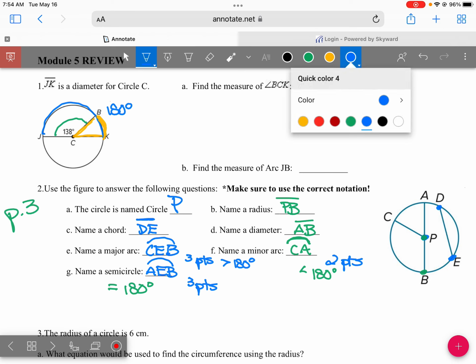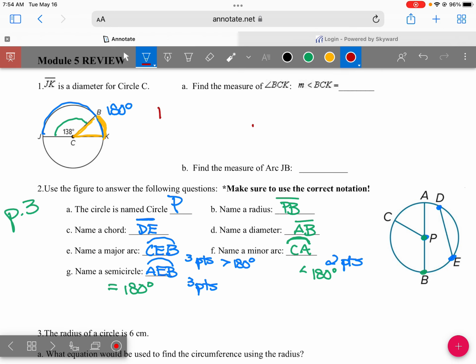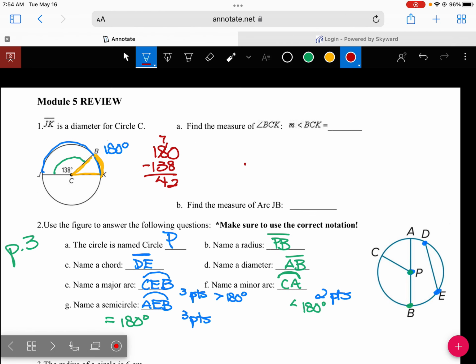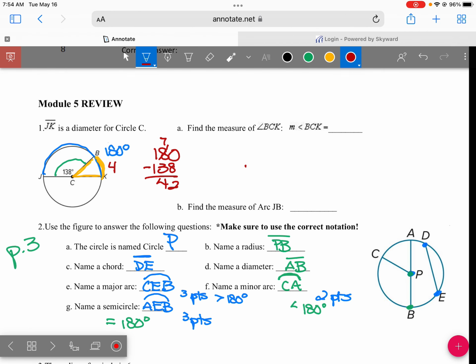Subtract. So we take 180 minus the 138, and we get 42 degrees. So this arc is 42 degrees, which makes this central angle, a central angle has its vertex at the center, also 42 degrees. That is a central angle.